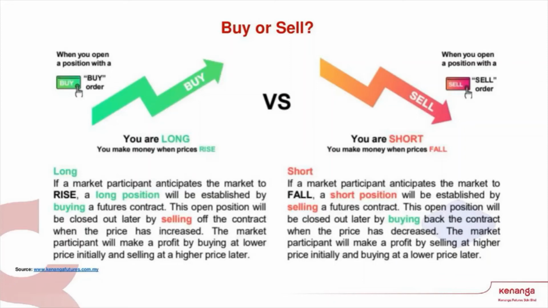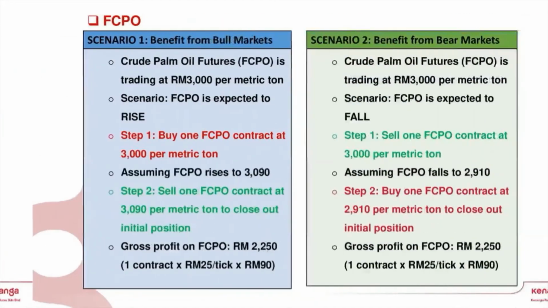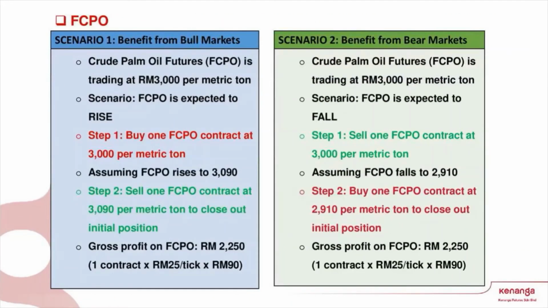Likewise, if you anticipate the market to fall, then you should be going short by selling your futures contract. You would close out your open position by buying back the contract when the price has decreased. So it's a profit when you sell at a higher price initially and then buy at a lower price later. Okay, using the FCPO contract as an example.